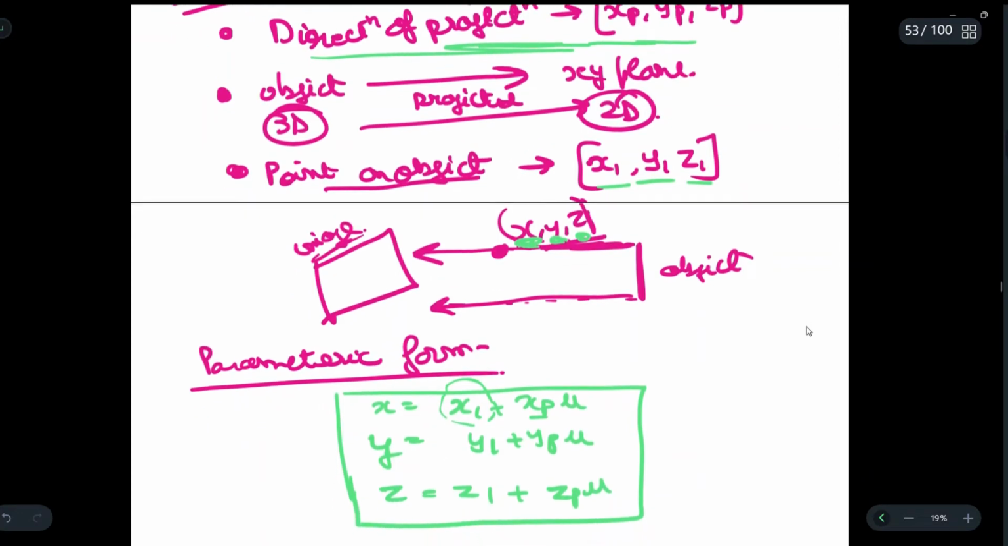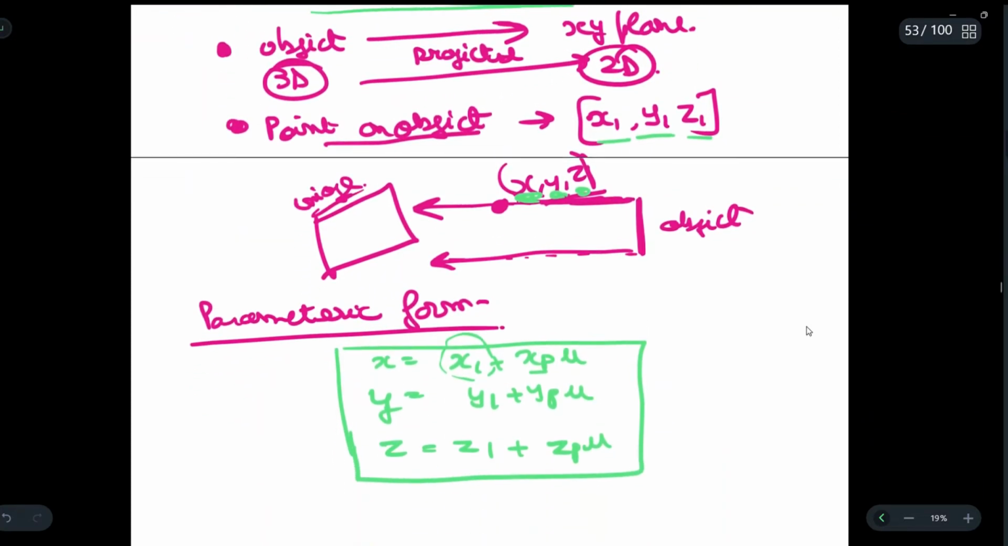Now this line will intersect the xy plane, that is, these lines will intersect the xy plane.